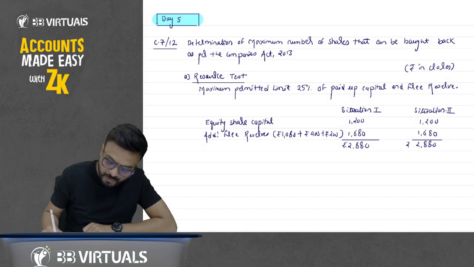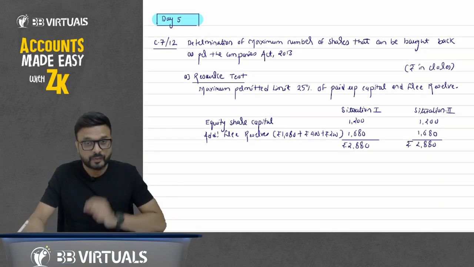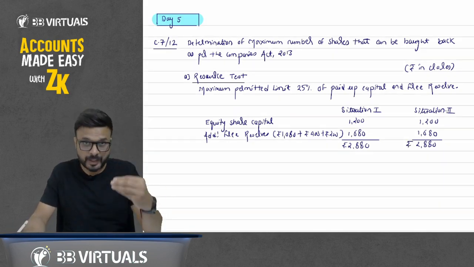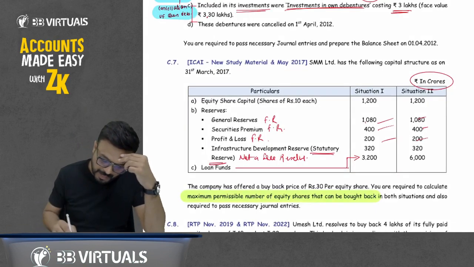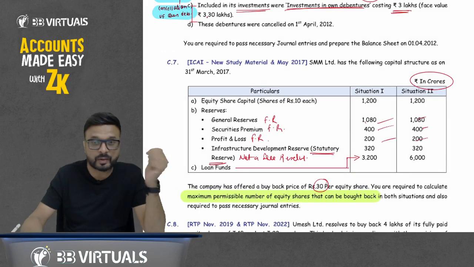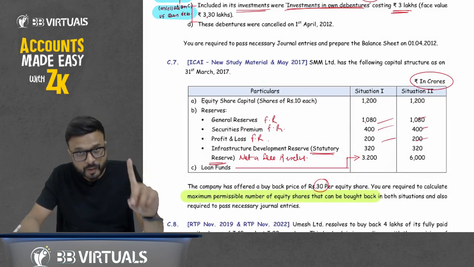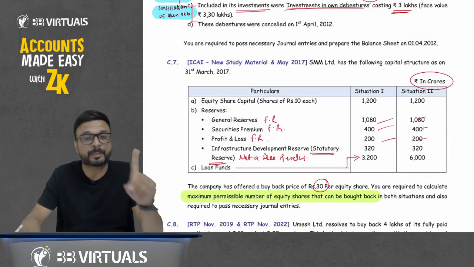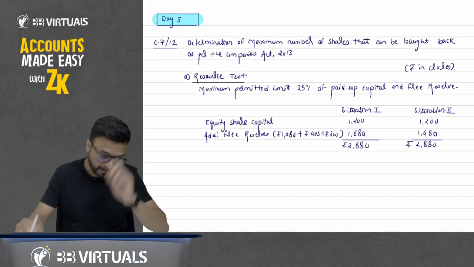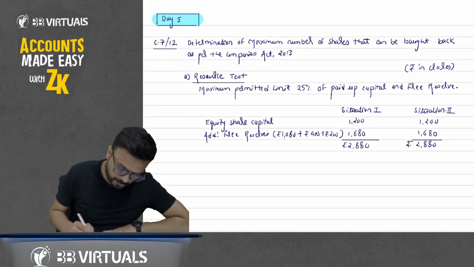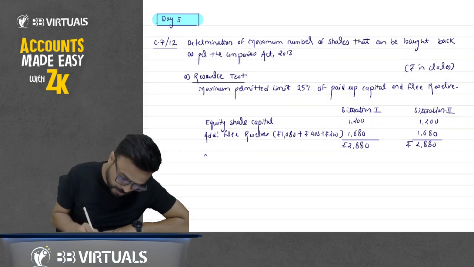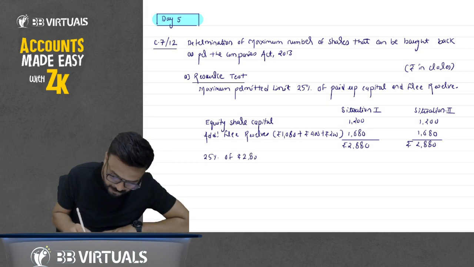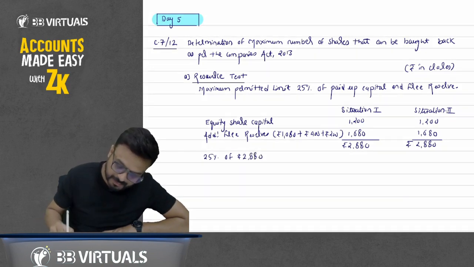Now this is the total paid up capital and free reserves. How much are we paying on one share at the time of buyback? We are doing buyback at rupees 30, so for one share we are paying 30 rupees. First of all, how much is the maximum allowed? 25% of it. So first calculate 25% of rupees 2,880, that is 720.